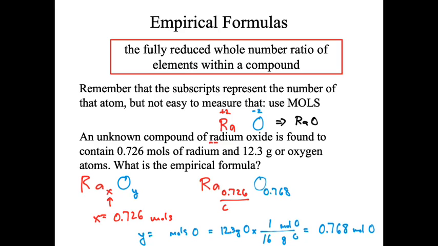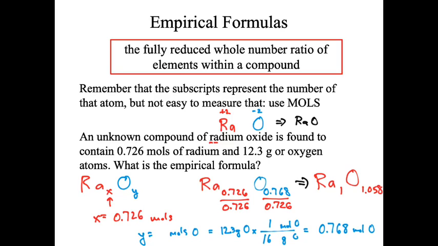I'm going to pick the smallest number, 0.726. And my formula is going to become Ra 1 O 1 and change. Whoever has a calculator can run that. 1.0 something, I think. 1.058.